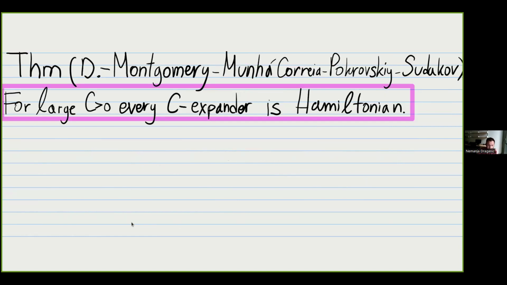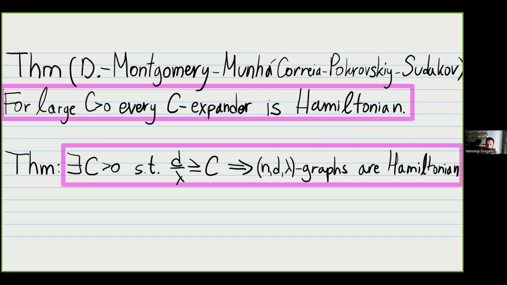Okay, so our contribution is actually the resolution of this conjecture. We show that C expanders are Hamiltonian for C large enough. And this result has many applications. I'll just mention some of them. The first application immediately resolves the Krivelevich-Sudakov conjecture: if your spectral ratio is at least some big constant, then your (n,d,lambda) graph is Hamiltonian.